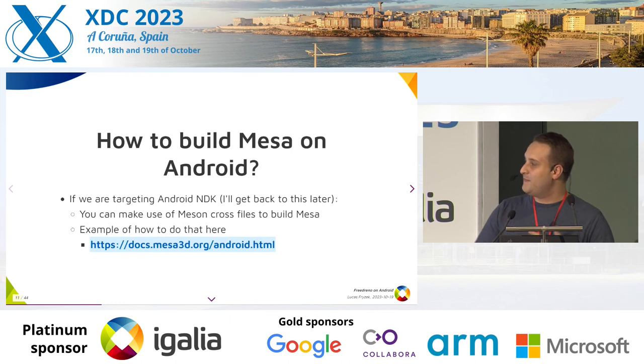Now, that's getting started. What about building Mesa on Android? Well, it's actually a lot easier than you think. It's probably the easiest part of this project altogether. If you're targeting the Android NDK, it gives you a normal toolchain that you can just target with Mesa cross files. And in fact, the Turnip developers have nicely written an Android guide for building Turnip on Android that you can conveniently use to build the same way I did for building Freedreno.